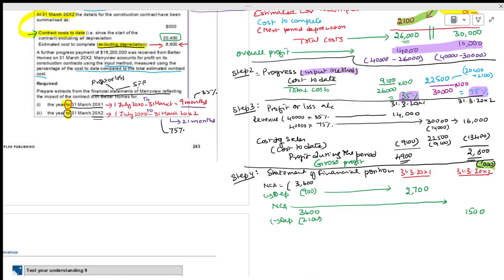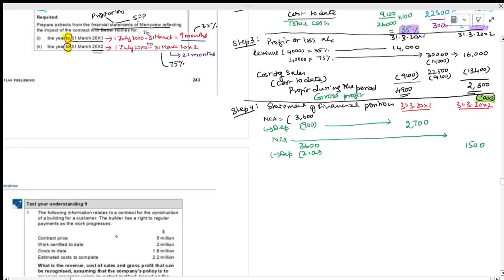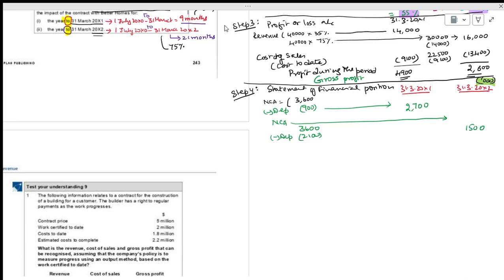Next, what do we have to do? The next thing we have to take is contract asset. Okay, contract asset. Revenue is how much? 14,000. Okay, 14,000.